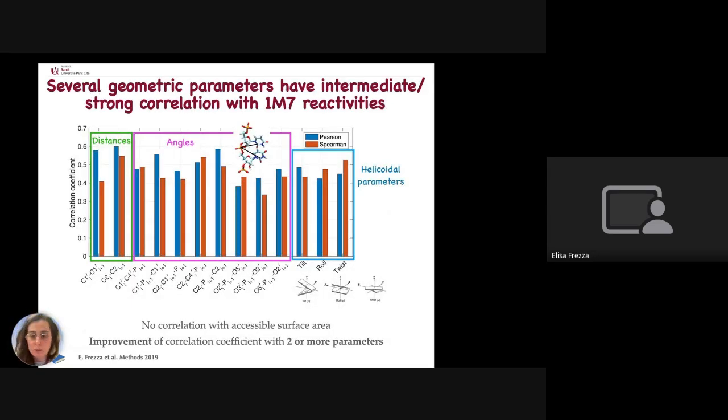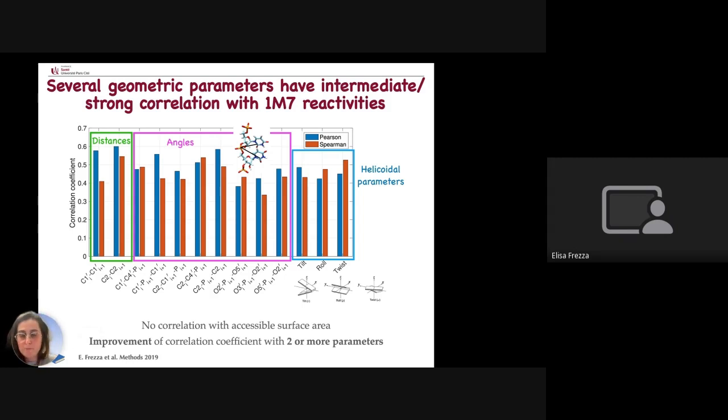So first of all, by looking at the correlations, we realized that there are some correlations of medium-high importance, but nothing is really predominant. Also, since we thought that the hydroxyl should be exposed for the reaction to take place rapidly, we thought that there was some kind of correlation between the accessible area of this region and the reactivity. But no correlation was found, and this was also confirmed by other researchers in the literature. But we saw at the same time that there was an improvement of the correlation coefficient with two more parameters.